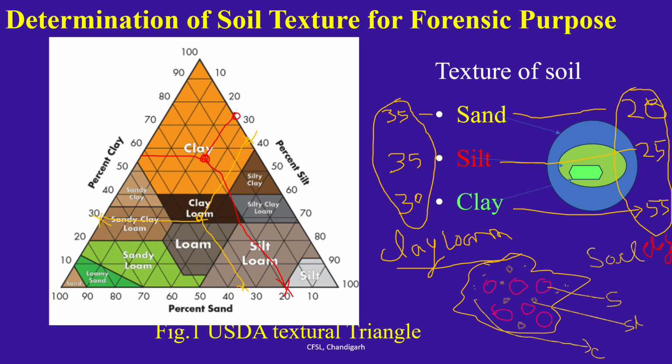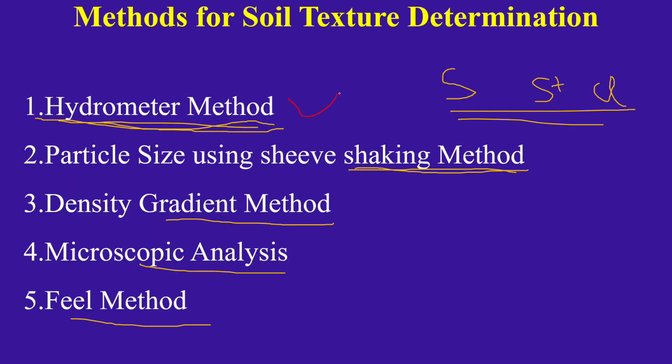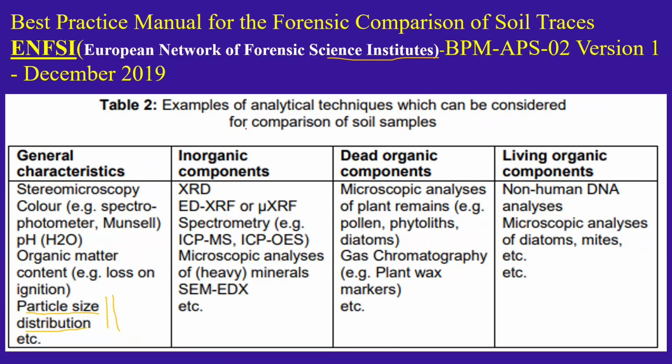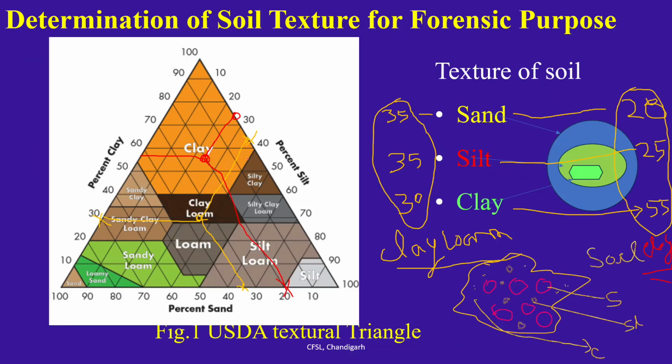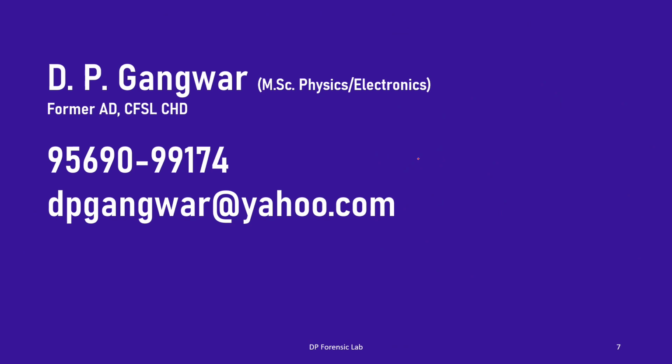So, if we determine the percentage of sand, silt and clay using these methods, we can fix the nature of the soil using this triangle. In this video, I have tried to show how the triangle can be read to fix the nature of the soil.